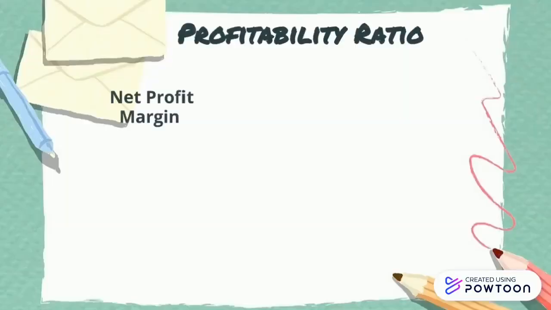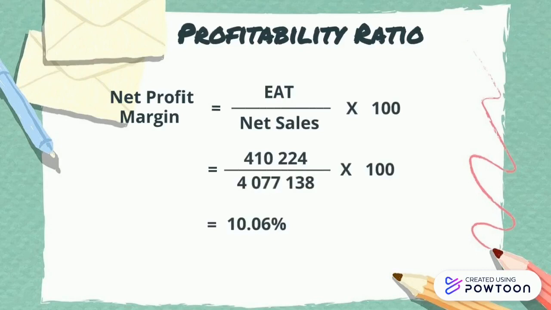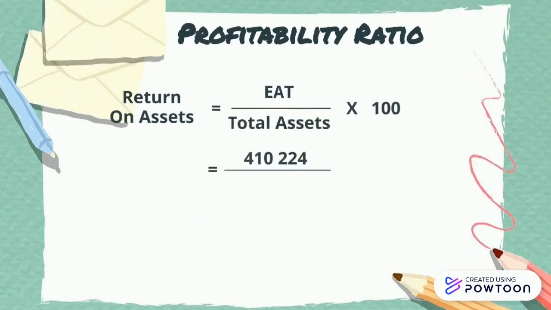Last but not least, profitability ratio. The formula for net profit margin is earning after tax divided by net sales times with 100. The final answer is 10.06%. Next, return on asset. The formula is earning after tax divided by total assets times with 100, and the final answer is 11.71%.